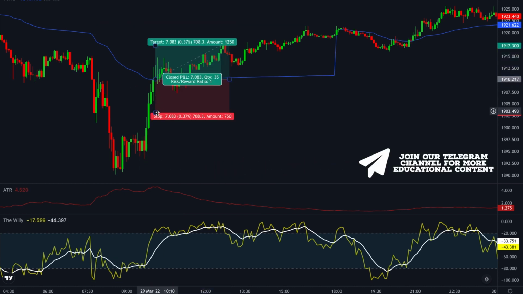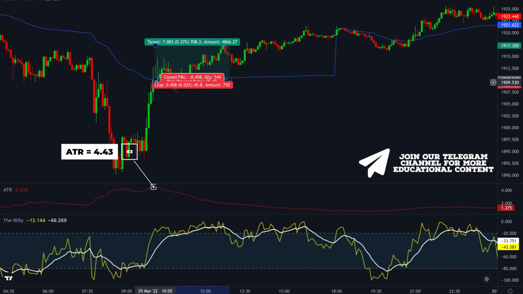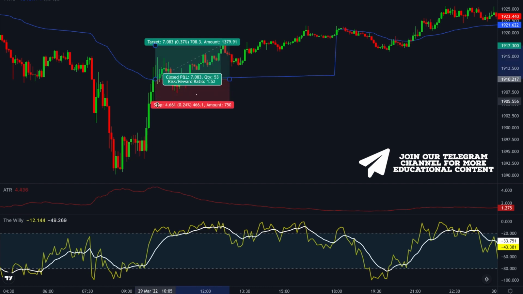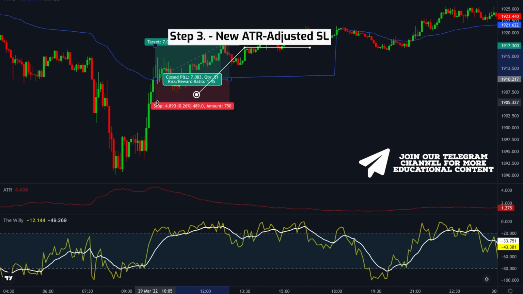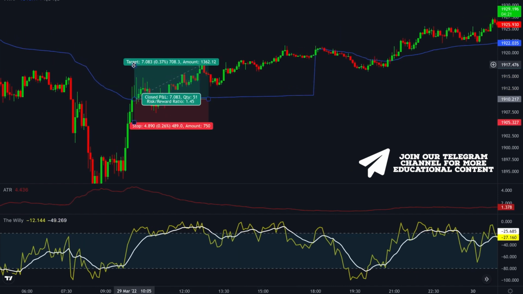So our initial stop loss is below the entry candle, but we need to add the ATR value to it. At this point, the ATR equals 4.43, so we should modify the stop loss to this value. And here is our new stop loss. As you can see, we easily receive a perfect 2-for-1 risk-to-reward trade.